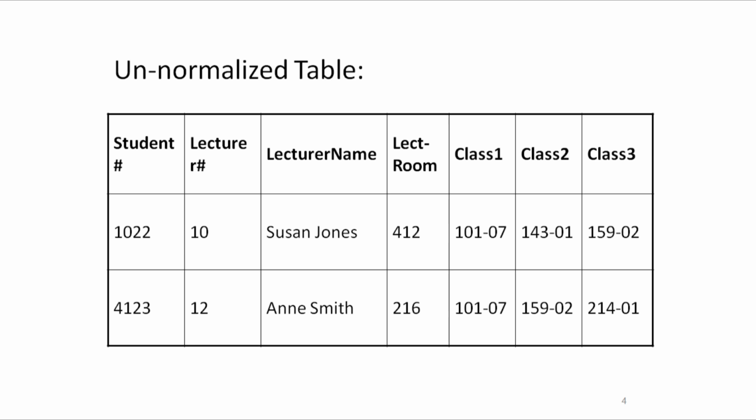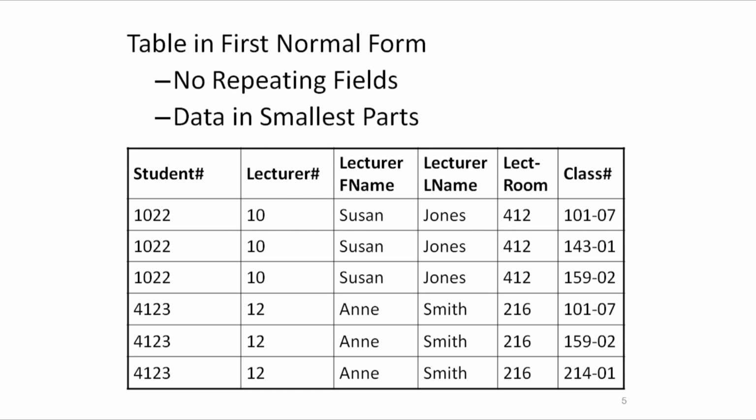This is the unnormalized table for activity 1. We've got a table or a relation with 7 attributes or 7 columns. We've got student number, lecturer name, lecture room, class 1, 2, and 3. As you can see, the repetition of data in this table.